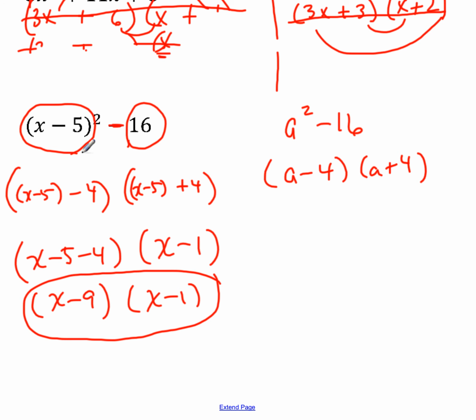There is another way to do this where you can FOIL that out, subtract 16, and then factor it, and you would get the same answer, just doing it a different way. Good luck with the harder factoring questions.